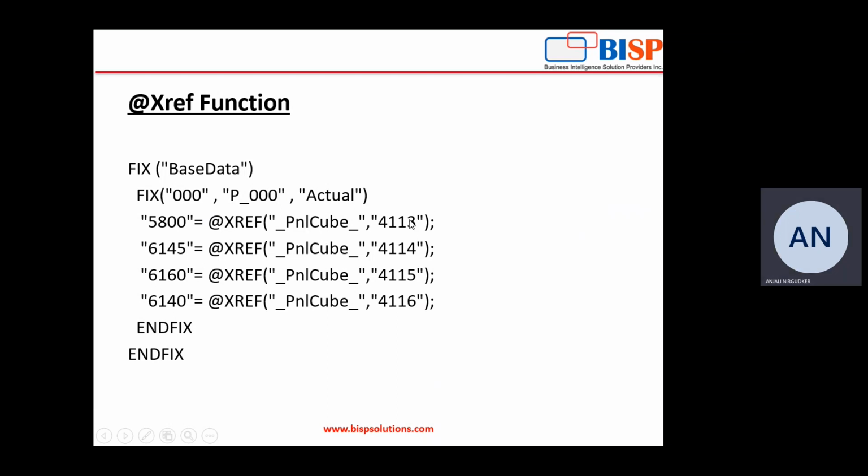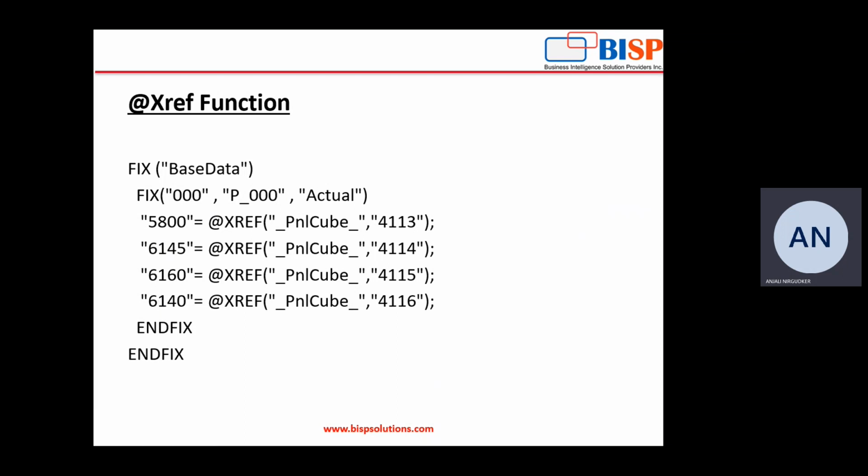What I am doing over here is copying the data from this account 4113, which exists on Plan 2, to the target account, which is 5800. Next, 4114: whatever data I have on this account on Plan 2 will get copied to this account of Plan 1, which is 6145. Another account of Plan 2 is 4115, which will get copied to 6160, and 4116 will get copied to 6140 of Plan 1.